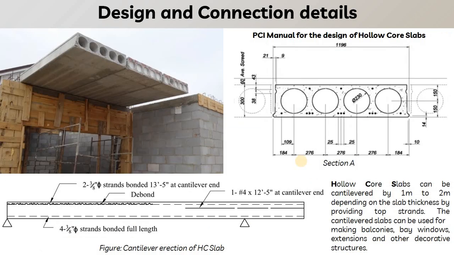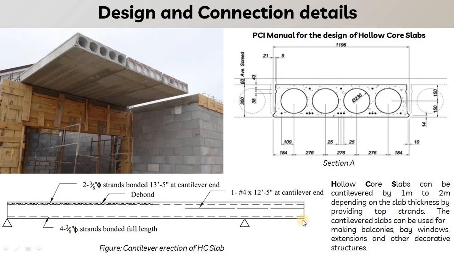Hollow core slabs can also be used as cantilever structures, but it is preferred that it should not be more than 1 to 2 meters, because these are not very healthy for using as a cantilever structure. For the cantilever structure we need to have the top reinforcement. So here you can see we have to use the strand wire on the top surface of the concrete.